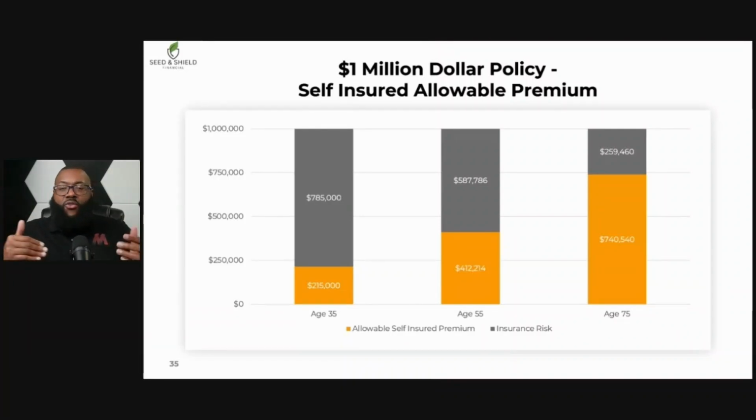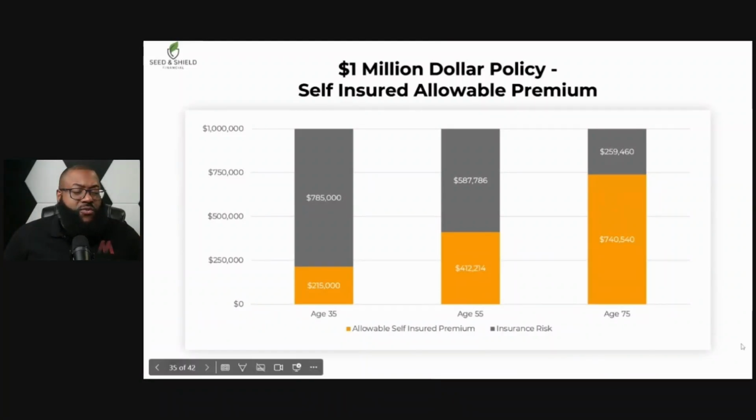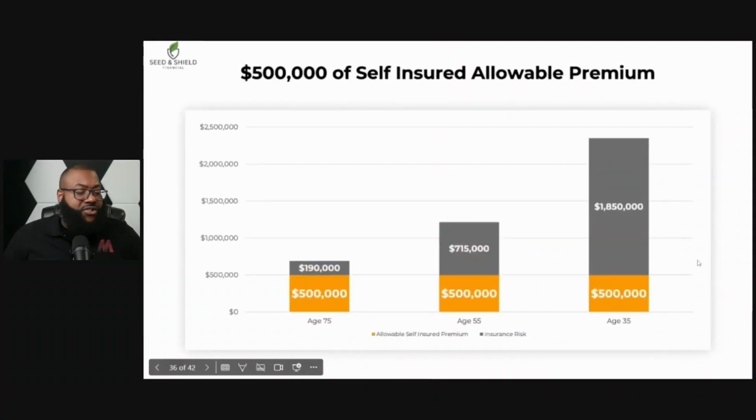You're never too young or too old. Give me the opportunity to have a conversation with you and I can break this down for your situation.